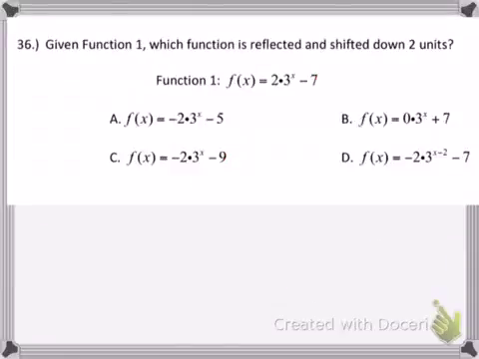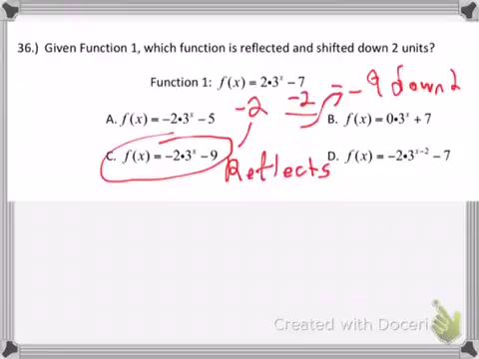Given function 1, which function is reflected and shifted down 2 units? So we got 2, and then negative 7, and then 3 to raise the x. Right here we see it's got to be negative to flip it, reflect it, so it has to have a negative 2. See, that one does. And then it goes down 2 more, so we subtract 2 from 7 and get negative 9.